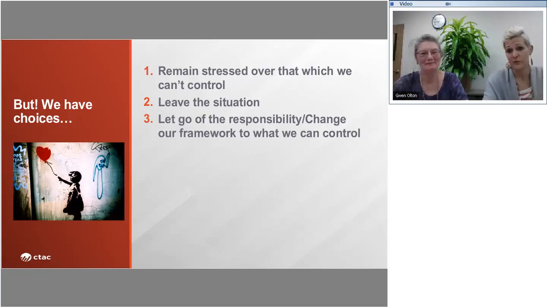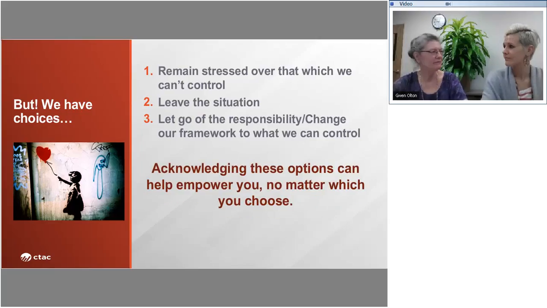Or I can change my framework and let go of the responsibility for the things that I can't actually control. Boy, that sounds freeing. Sometimes it's easier said than done. Sometimes it just clicks and you realize that this is going on and you can make this change. We just think that acknowledging that you have these options when you're feeling stuck can help empower you. So just to know, I always have these three choices. And there are times maybe where we've said, I'm choosing one. I'm choosing to be really stressed out. But it can be empowering to know that's the place that we're in.